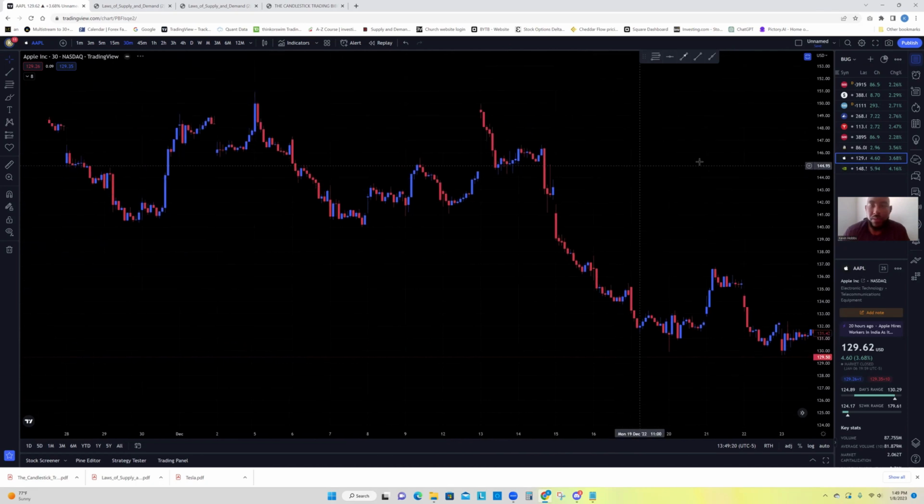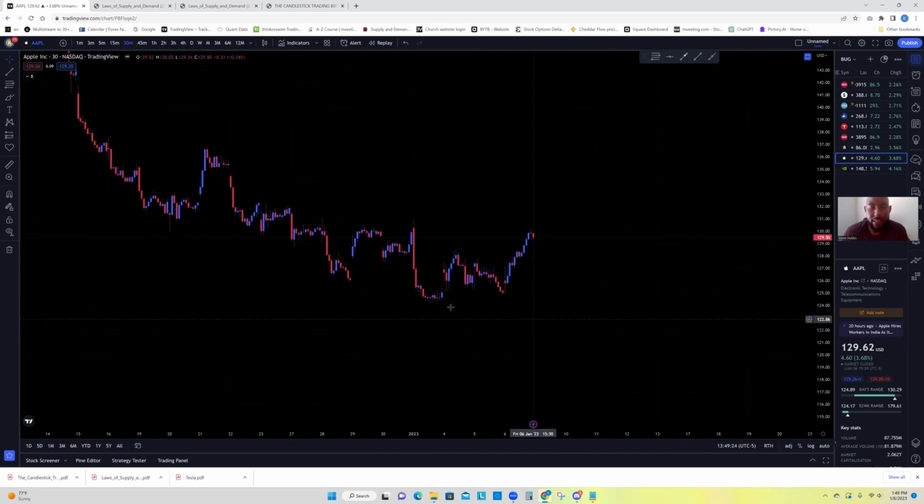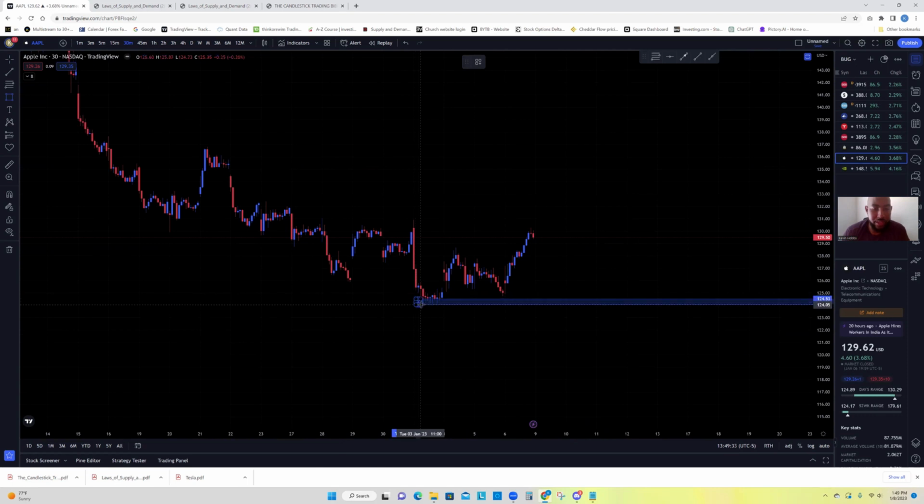Now, most people will get an area of a low and just draw a box. Sometimes this works. Draw a box here, boom. Basically, every time it came here and hit, it went back up. Almost touched it again and went back up. You could do the same thing at the top, and this does typically work.